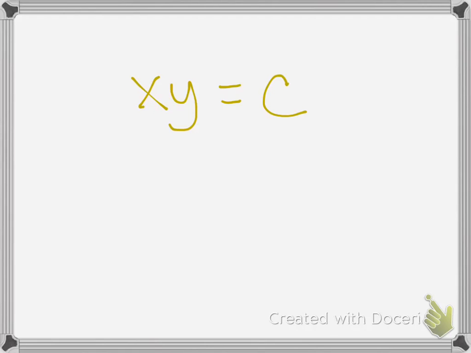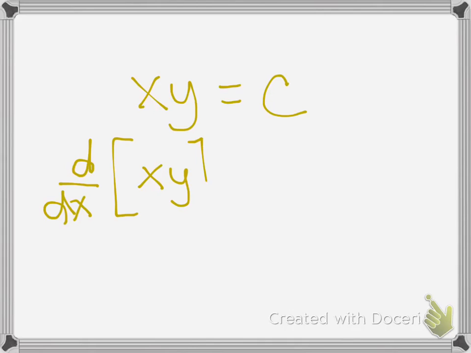So again, we're going to implicitly differentiate, which means we need to differentiate both sides of this equation with respect to x in this case, since we're looking for dy over dx. So the way I notate it for my students is like this.